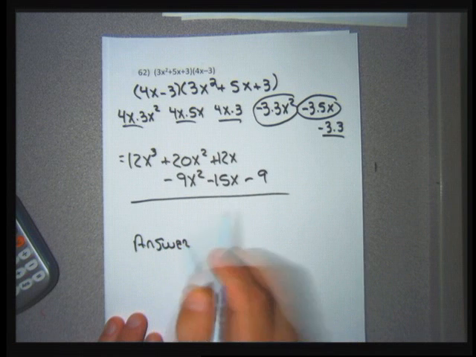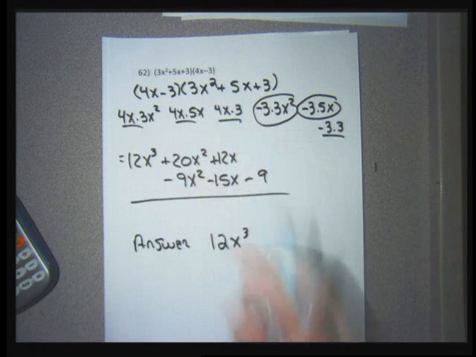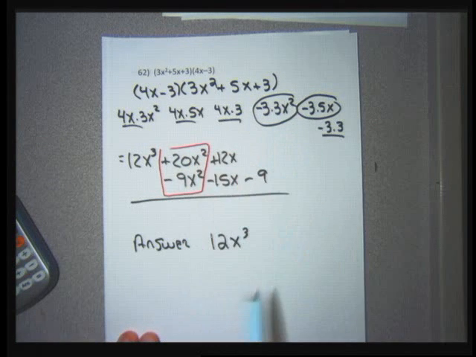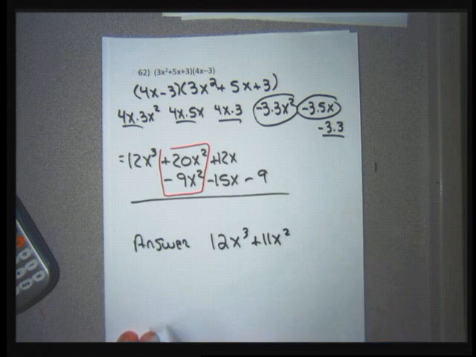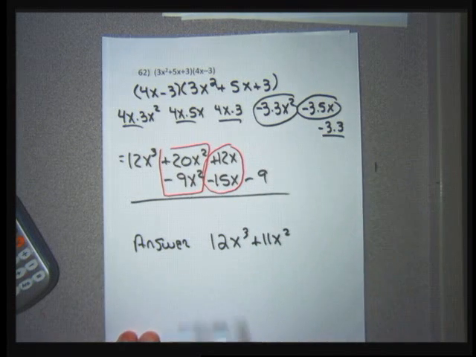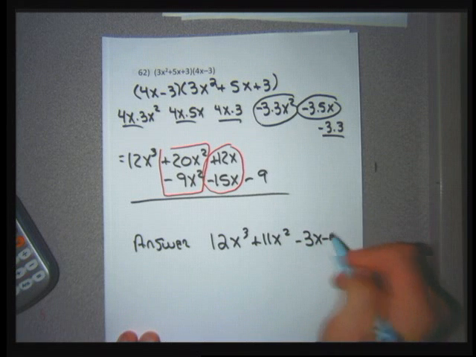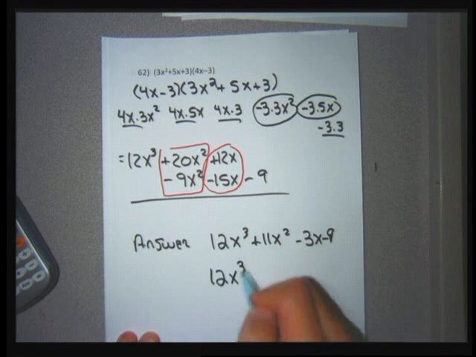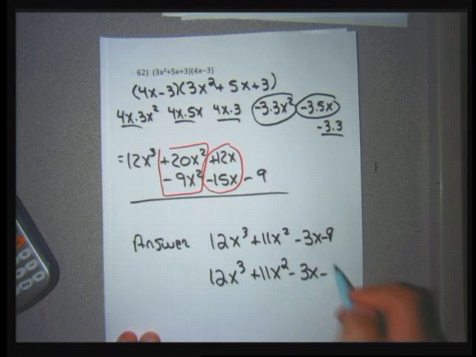Going to bring down the 12x cubed. For this combination, they have opposite signs, so I subtract. 20 minus 9 is 11, and I get a positive because the bigger number is the positive. Here, opposite signs again, so I'm subtracting. 12 minus 15 gives me a negative 3. I keep the x alone, and then I bring down that minus 9. So it should get 12x cubed plus 11x squared minus 3x minus 9 for my answer.